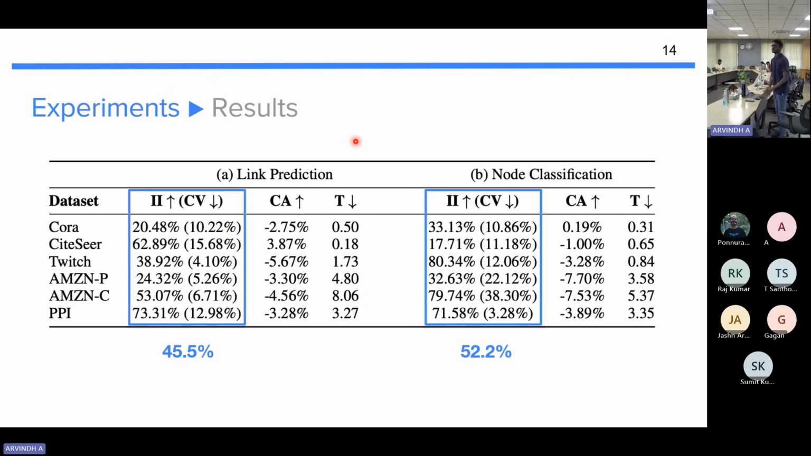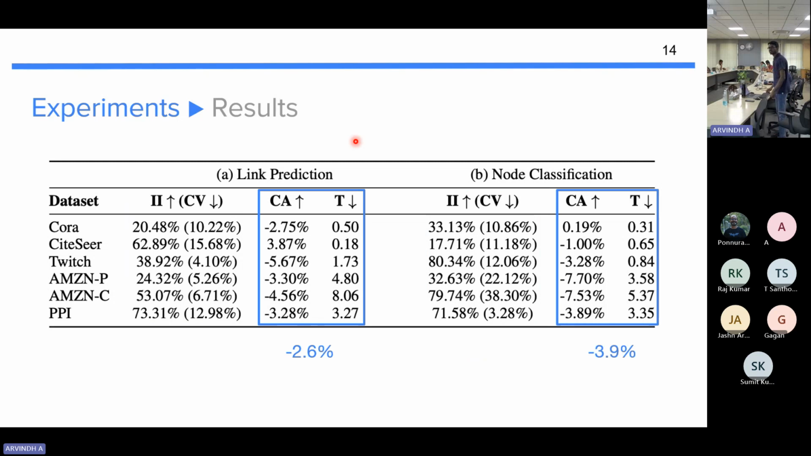I'll now jump to the results. So for both link prediction and node classification, you see a very good improvement in disparity. In link prediction, it's an average of 45.5%, and in node classification, it's 42.2%. The CV is also in an acceptable range. It's not very high, so you need not be concerned about the stochasticity.